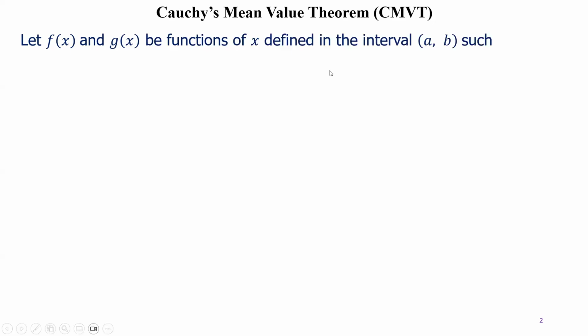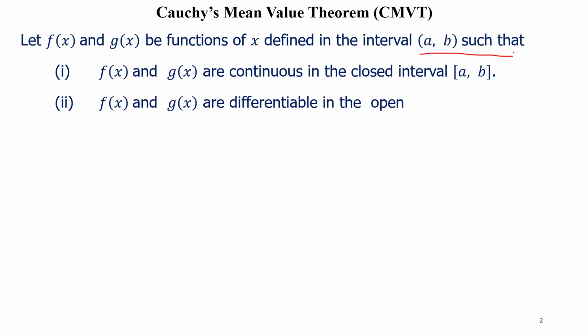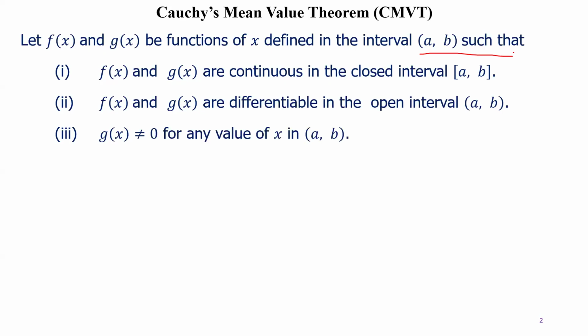Let f(x) and g(x) be functions of x defined in the open interval (a, b) such that, condition number 1, f(x) and g(x) both are continuous in the closed interval [a, b]. Second condition, f(x) and g(x) both are differentiable in the open interval (a, b). And the third condition, g'(x) is never 0 for any value of x in the open interval (a, b).